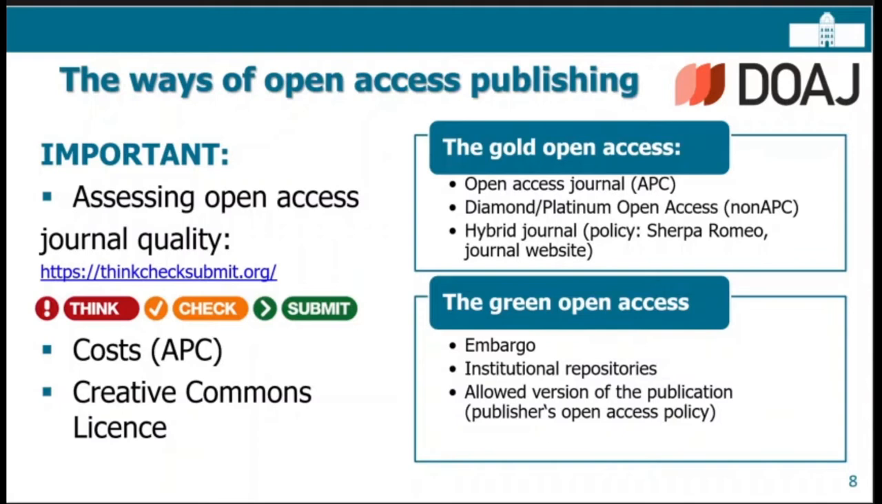And then we have green open access, which is not supported by policies so much anymore, but if no policy from funders or national institutions demands open access from you, you can still decide to open your content. The property of this kind of open access is that you publish your article in a traditional, subscription-based journal, and then you check the publisher's open access policy to see which version of the article the policy allows you to deposit.